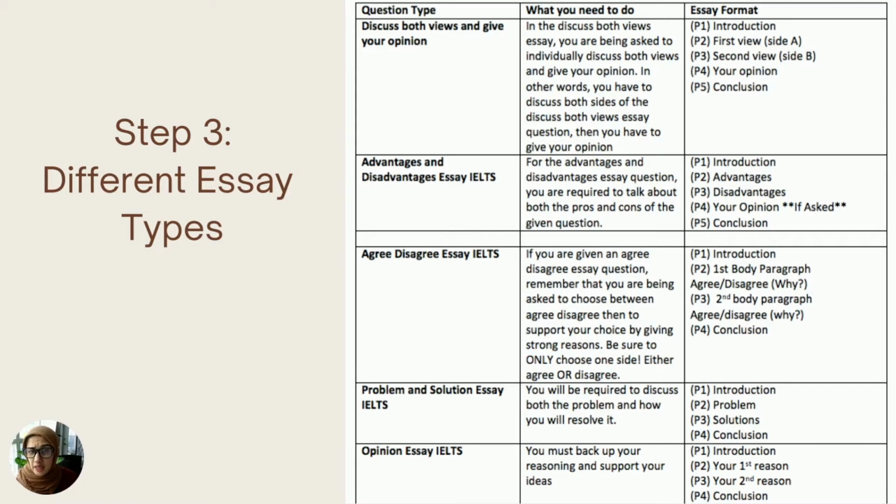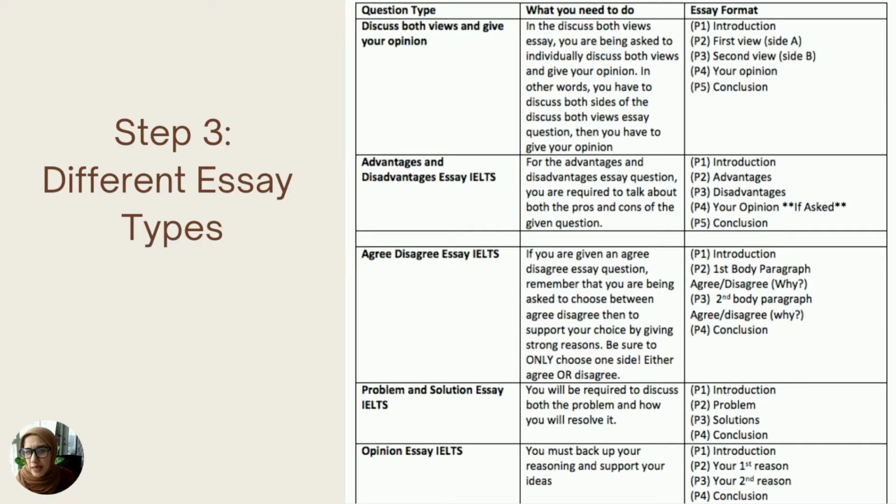So these are some different essay types that you may get within the writing task 2 essay question. So there's a few I have here. Some question types you might get is you have to discuss both views and give your opinion. So in the discuss both views type of question, you are being asked to individually discuss both views. Meaning you should have a separate paragraph for one view and a separate paragraph for the other view.